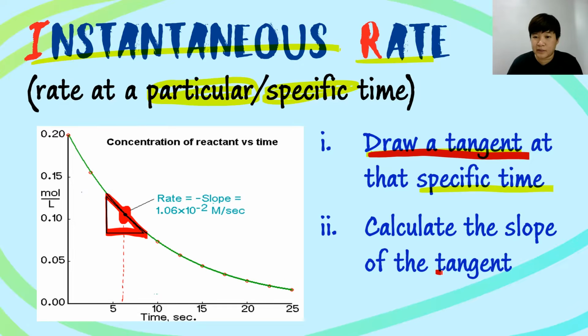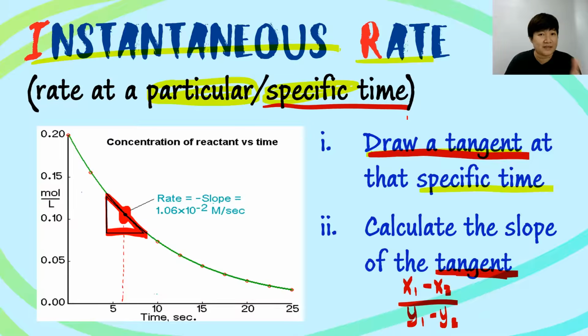If you remember how we calculate the slope in mathematics, it is your x1 minus x2 over your y1 minus y2. So that is how we calculate the slope of the tangent. The main thing right now is still to identify what specific time we are looking at. So mark that particular time, then draw a tangent over the dot and calculate the slope.